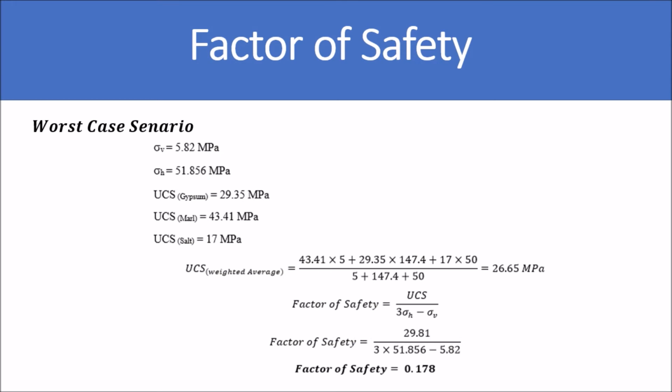For the worst case scenario, we have our burden of 3 rocks: gypsum, marl and rock salt. In this case, factor of safety is 0.178, which means the mine is not safe in the worst case scenario.